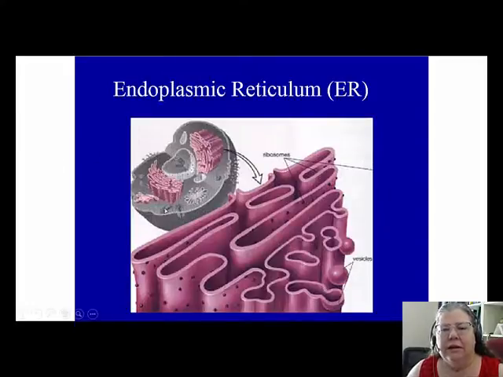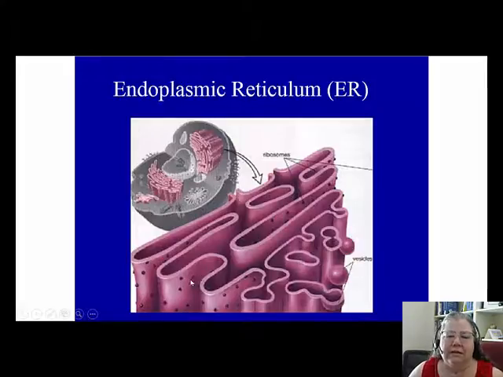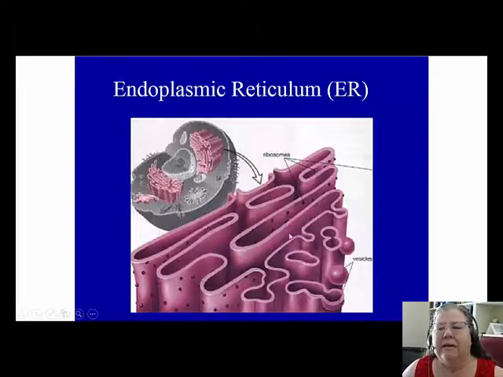So here's a pretty diagram of the endoplasmic reticulum. One of the things that you need to be aware of is that endoplasmic reticulum may be studded with ribosomes, which are the organelles that actually produce proteins, and that is called rough endoplasmic reticulum.